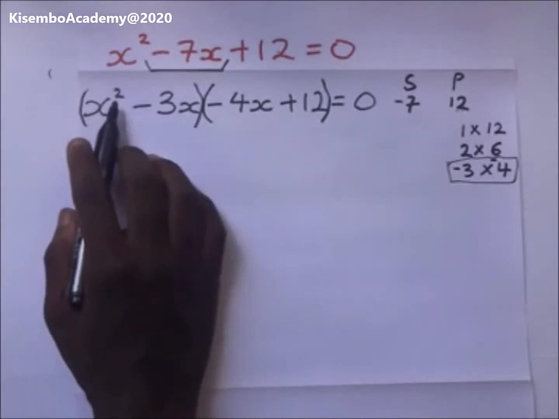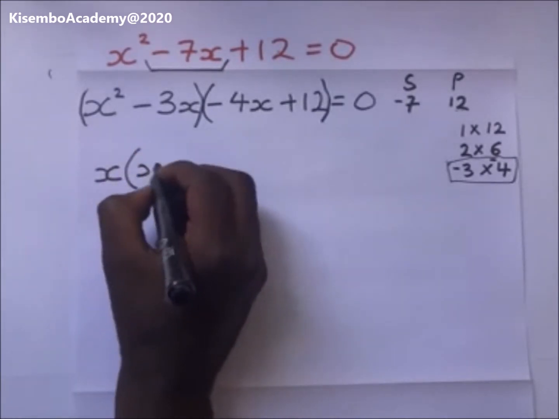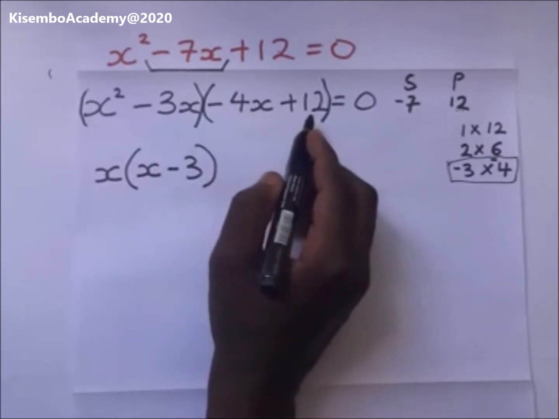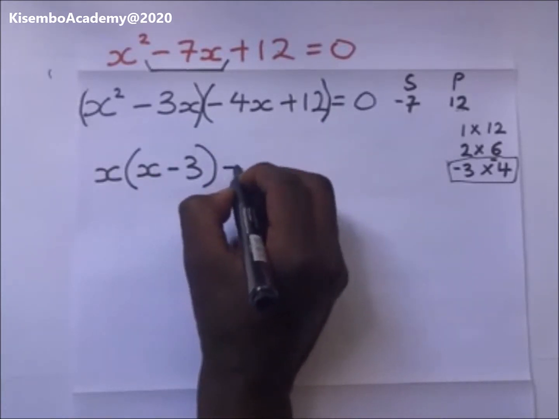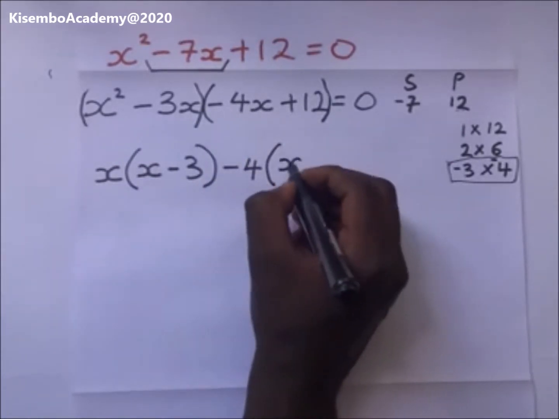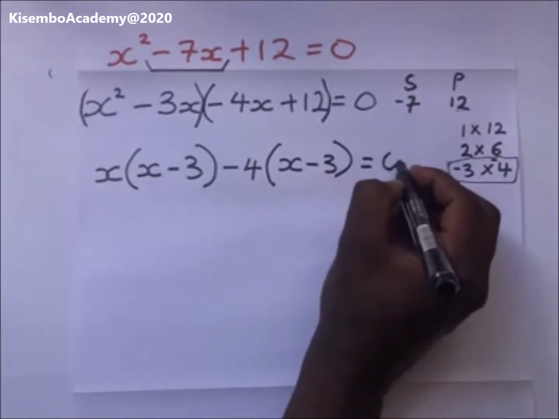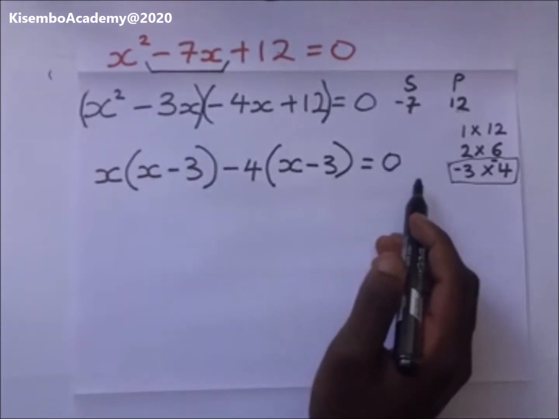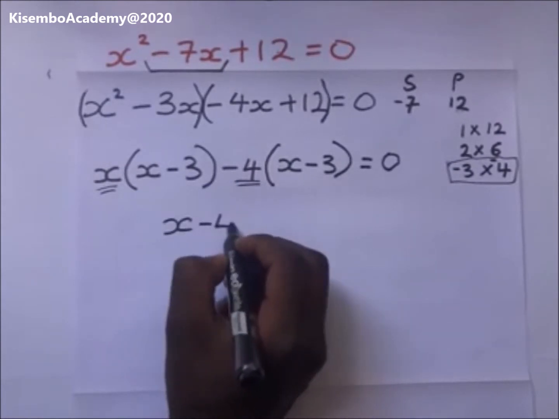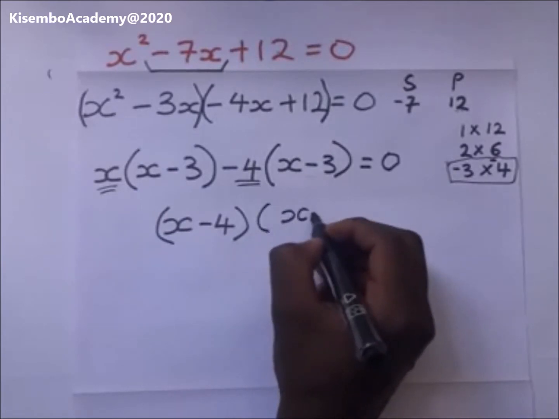The common factor here between x squared and 3x is x, so we put x outside the brackets into x minus 3. Then here the common term is negative 4. So we put negative 4 outside the brackets into negative 4x divided by negative 4 is giving us x. Then 12 divided by negative 4 is minus 3, is equal to 0. So from that point, we put the terms outside the brackets in their own bracket. So it becomes x minus 4 in one bracket. Then we put the terms in the brackets in another bracket also.